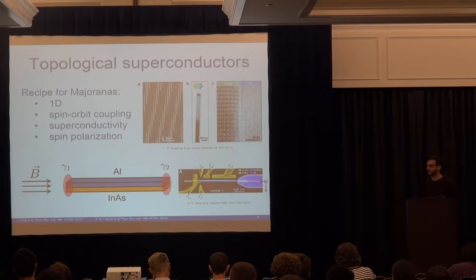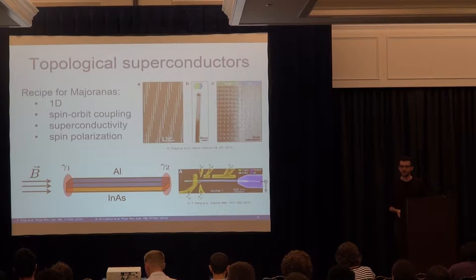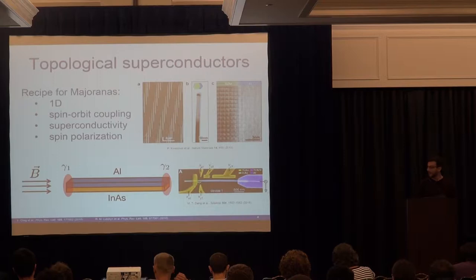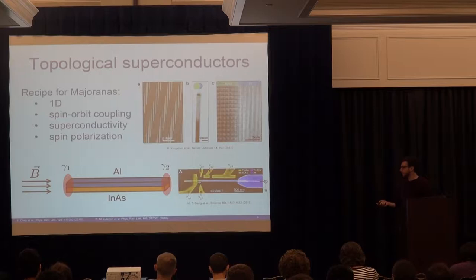One way to combine these 4 ingredients is you take a one-dimensional semiconducting nanowire, which has strong spin orbit coupling. For instance, indium arsenide has strong spin orbit coupling. Then you put a superconductor on top, like aluminum, which is superconducting at least below 1 Kelvin, so all of this happens at very low temperatures. And then you switch on an external magnetic field, which spin polarizes your system. And what you should get are Majorana zero modes at the ends of that wire. And that's basically what experimentalists do.